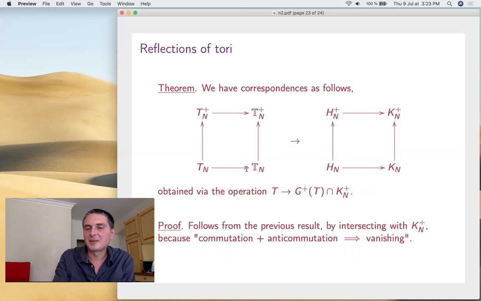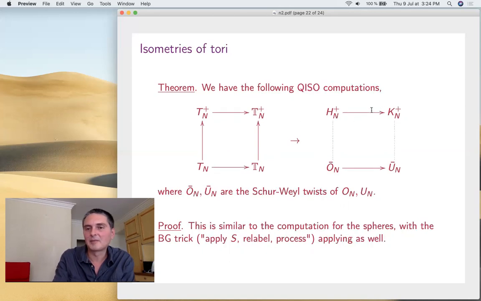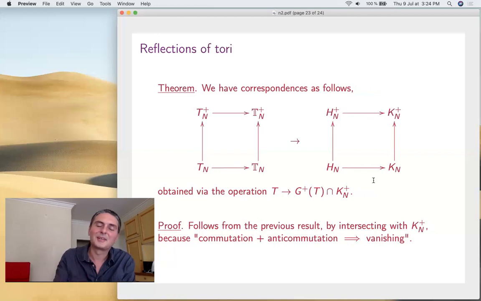So if you intersect, what happens is, you see in the upper row, nothing will change. In the lower row, you have to intersect some twists with Kn plus, and the idea is that twists somehow correspond to anti-commutation, and commutation and anti-commutation somehow correspond to vanishing. So that's why the off-diagonal, the continuous part, vanishes. You're left somehow with the discrete structure of your quantum group, which is HNKN. Well, that's philosophical. In practice, it's a half-page computation. So you see, that's the fix.